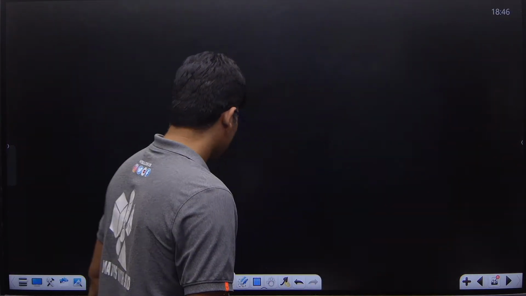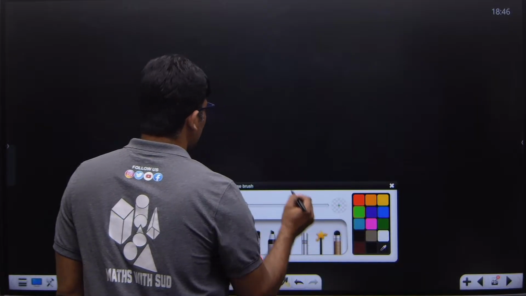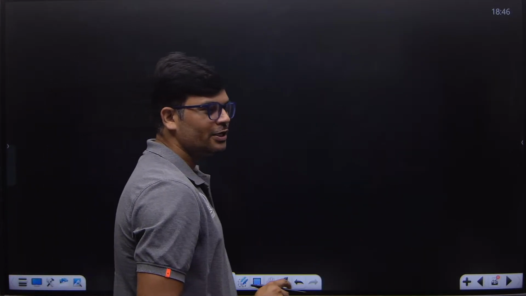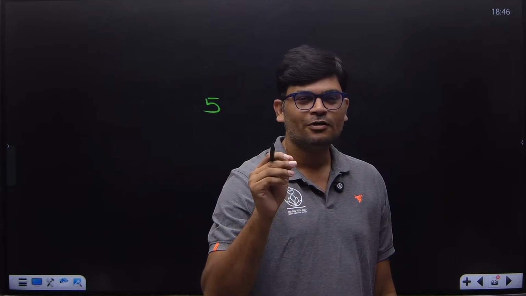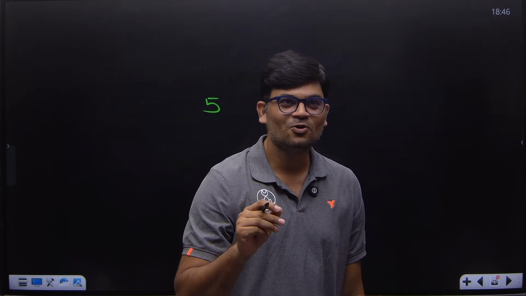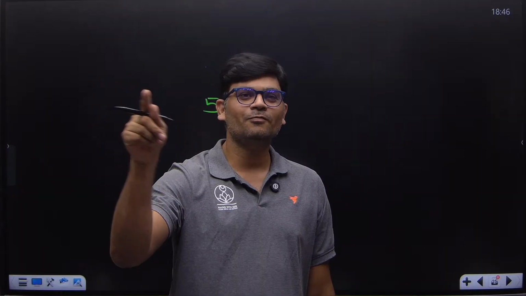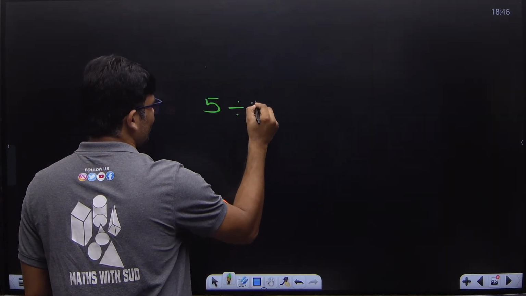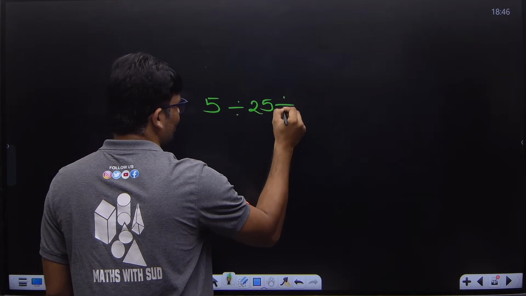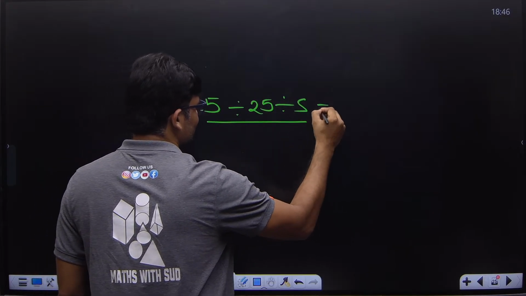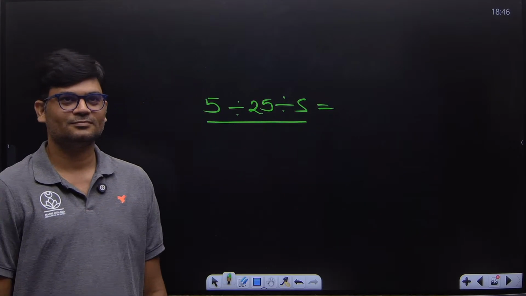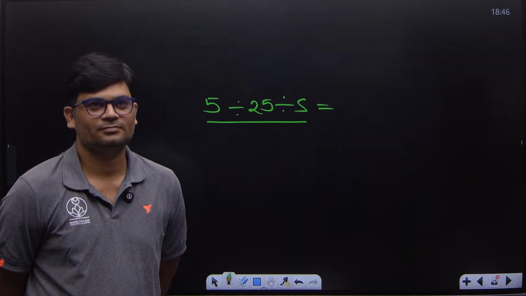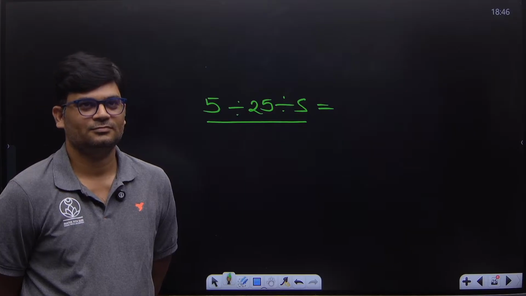Let me show you. The first kind of distributive property is, suppose I ask you a very basic question, and I will warn you that 99.9% of students fail this question. I want you to be among the 0.1% of students. Very simple question: 5 divided by 25 divided by 5. Can you tell me what will be the answer? I would say 1.